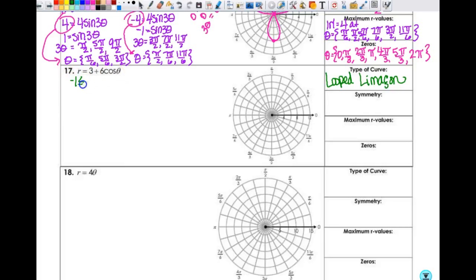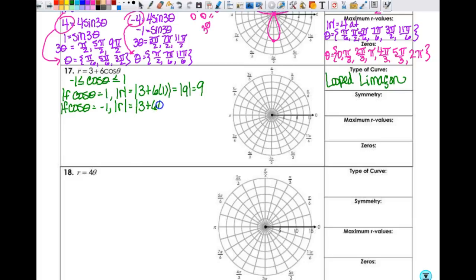So I've got negative 1 is less than or equal to cosine theta, which is less than or equal to 1. I can say if cosine theta is equal to 1, then the absolute value of R is equal to the absolute value of 3 plus 6 times 1, which is equal to the absolute value of 9, which is equal to 9. Then if cosine theta is equal to negative 1, then the absolute value of R is equal to the absolute value of 3 plus 6 times negative 1. And that's going to be equal to the absolute value of negative 3, which is 3.